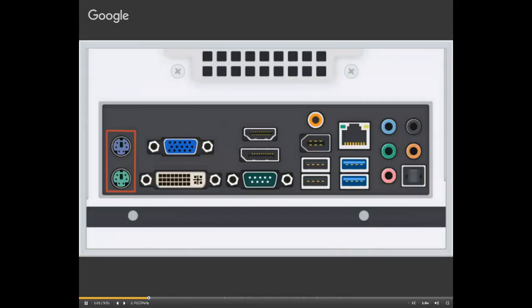Know that not all computers use color-coded ports. Sometimes ports will be black with small icons to identify the port. Sometimes the port won't have any identifier.